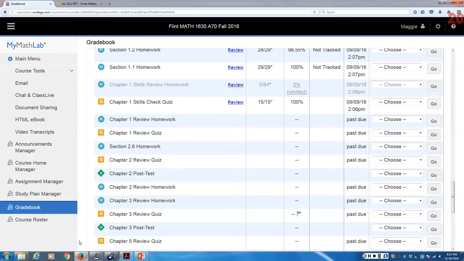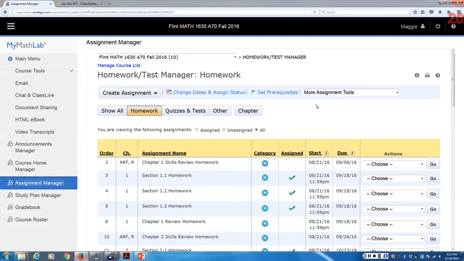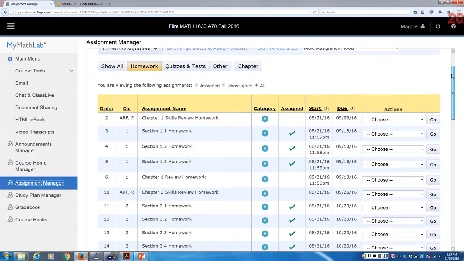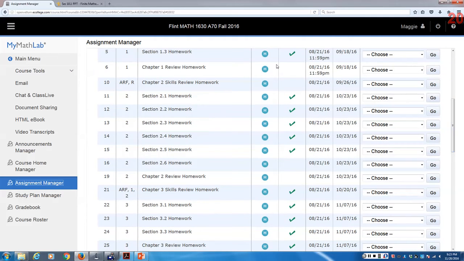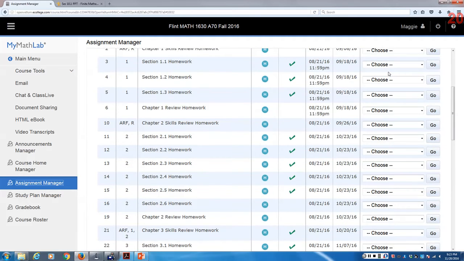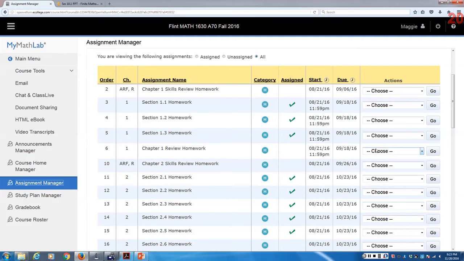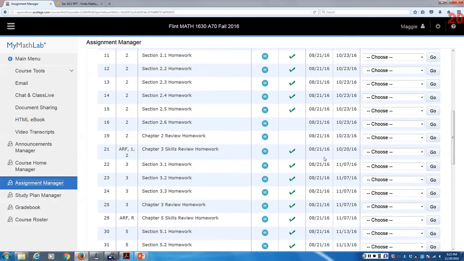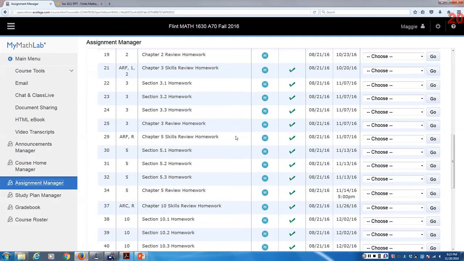Okay, let me look on the grade book and show you what does and doesn't count in the grade book, in the assignment manager. Okay, so here it is. Chapter 1 review homework doesn't count. Oh, and the review quiz doesn't count either? Because whenever you see review homework, there's usually a review quiz. In chapter 1, there was not a review quiz. In chapter 2, there was not a review quiz.